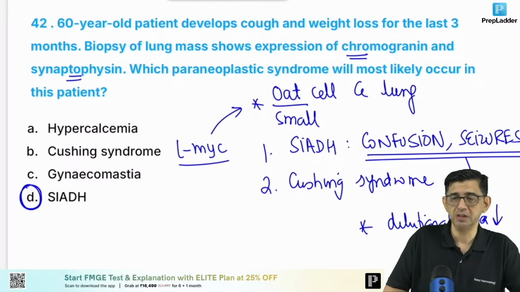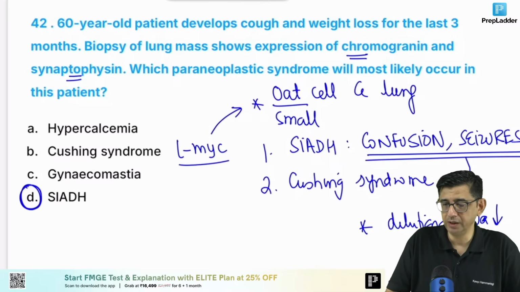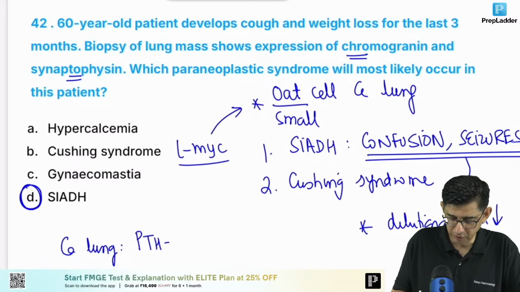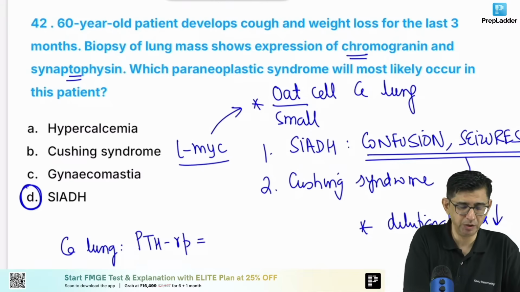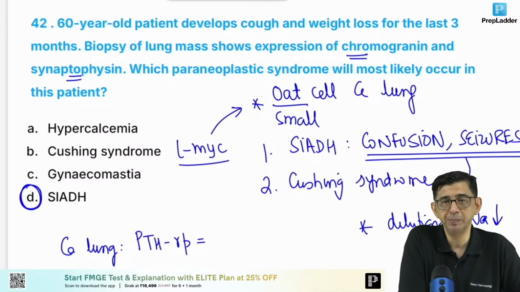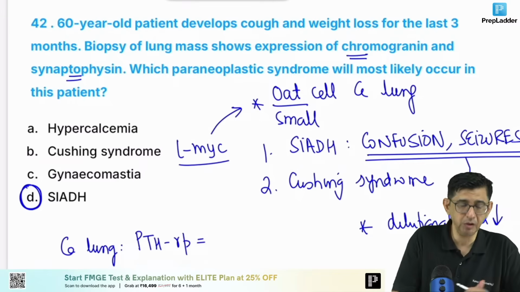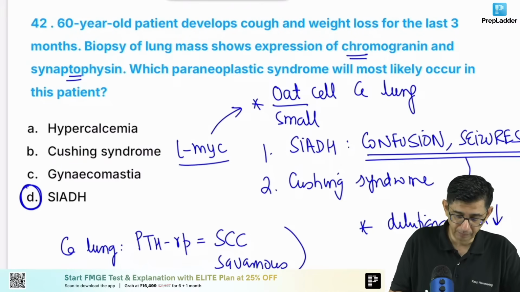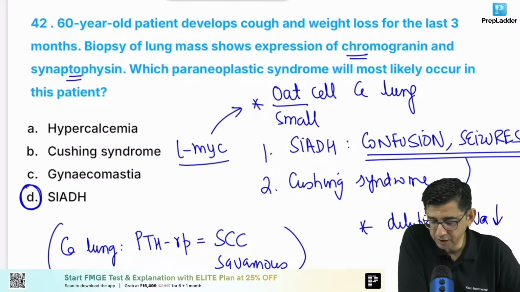Which lung cancer will cause hypercalcemia? Quick answers, please. The lung cancer is causing release of PTH-RP, that is PTH related peptide. If I talk about PTH-RP, what is the cancer that we're talking about? Yes, it would be squamous cell cancer. Hypercalcemia is seen with squamous cell cancer, whereas oat cell cancer is related to SIADH and Cushing syndrome, and Lambert-Eaton syndrome, which is a prejunctional defect.